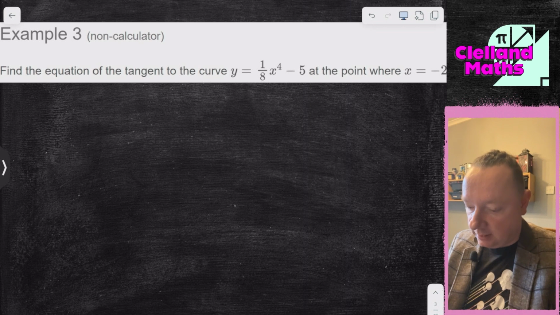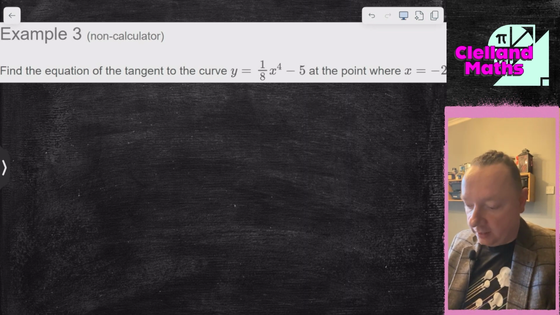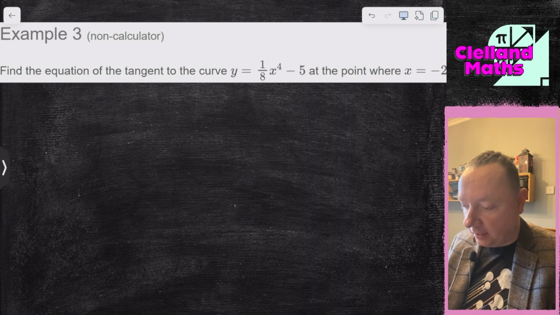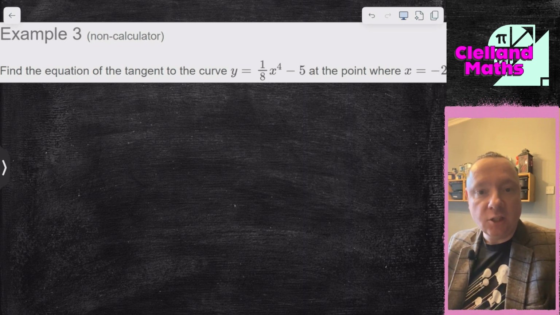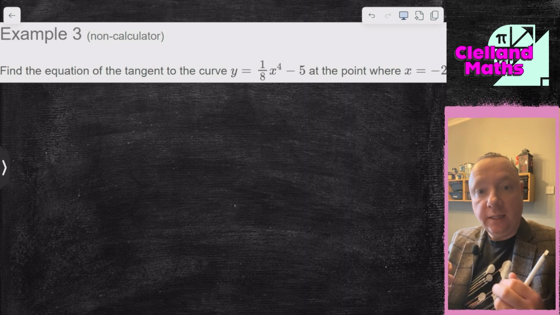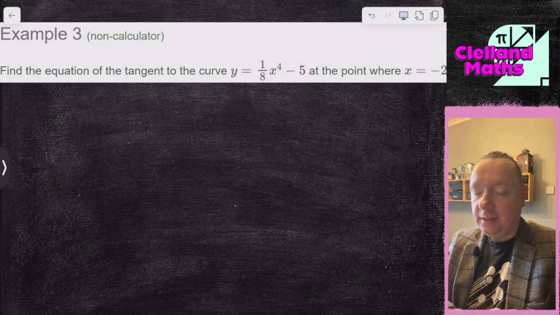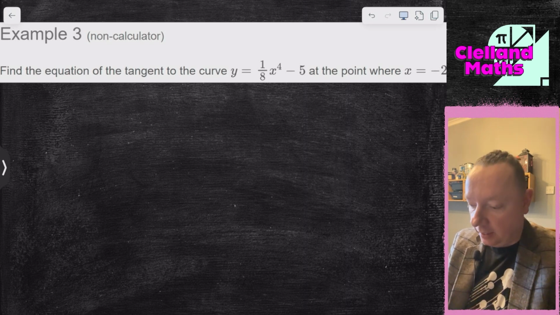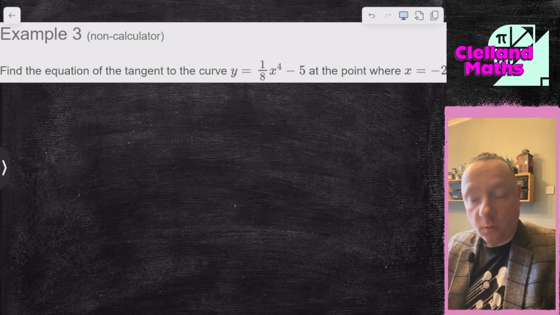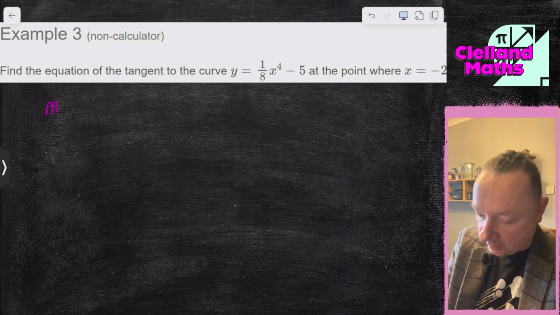Example 3 says, find the equation of the tangent to the curve y equals 1/8 x to the 4 minus 5 at the point where x equals minus 2. The equation of a tangent is a straight line, so I need to find the gradient, which is dy/dx, and then I need to find a point, so I sub x into y to get the point, and use y minus b equals m(x minus a). So let's find my gradient first, shall we? Gradient is dy/dx.